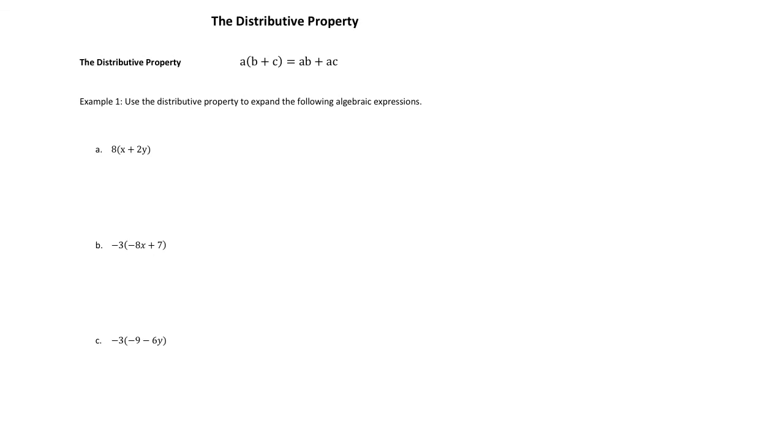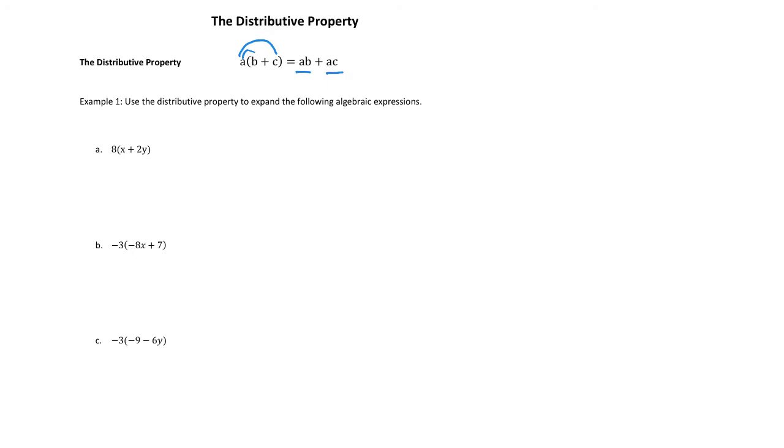For this lesson, I want to talk about the distributive property, and this is a way to multiply something into a set of parentheses. So for something of the form a times (b plus c), we can take a and multiply it to both b and c, giving us a times b. There was a plus sign in the middle, so plus a times c.